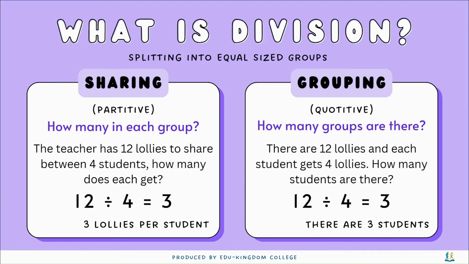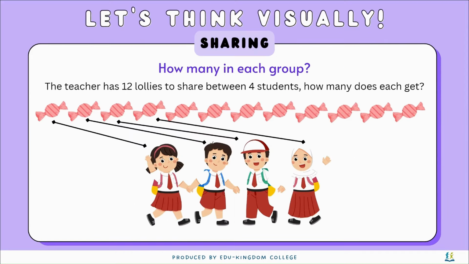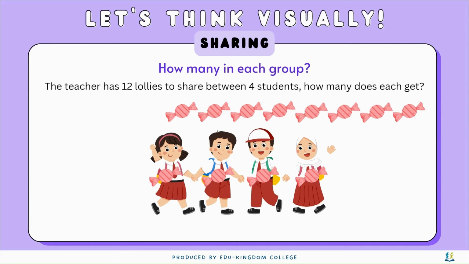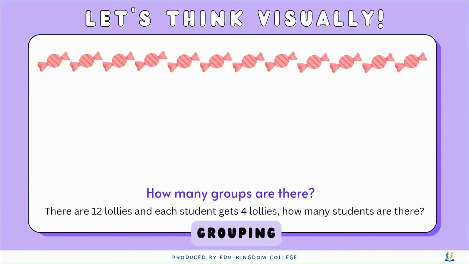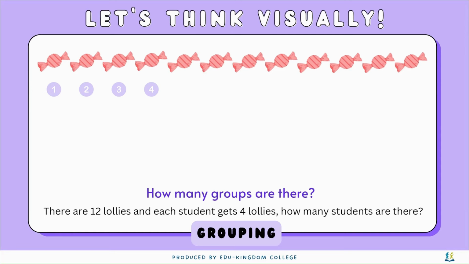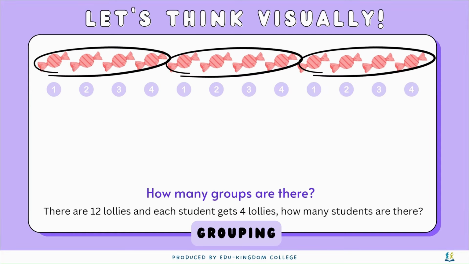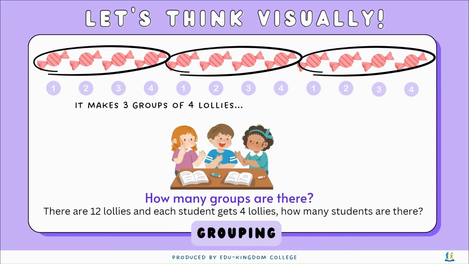Let's have a look at it visually. There are 12 lollies and 4 students. We have to give each student 1 lolly until there are none left. 1, 2, 3. Each student is going to get 3 lollies. Now, let's have a look at grouping. Again, we have 12 lollies. We have to count by 4, and every 4 makes one group. We can see that it's going to make us 3 groups, so it can be split to 3 students.